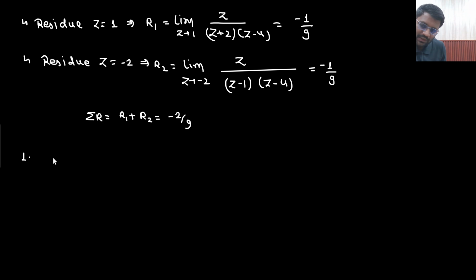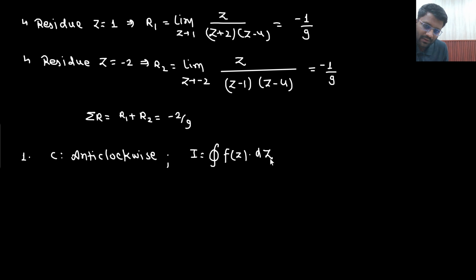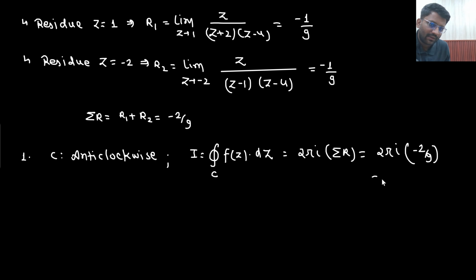So what is the first question? The first question is that the encirclement is anti-clockwise. If the encirclement is anti-clockwise, then the answer of the integral I, which is f(z) dz over the contour C, would be equal to 2 pi iota summation R. So what will be the answer? 2 pi iota, what is summation R? Minus 2 by 9. That's it. Job done. Minus 4 pi iota divided by 9. This is the answer.